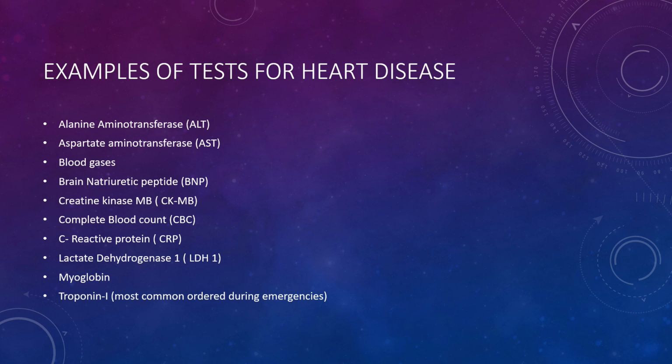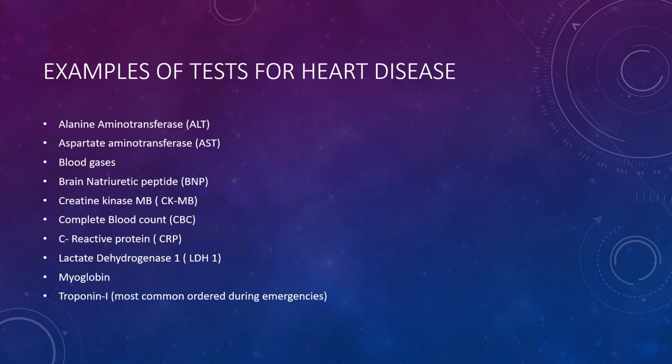Then you have your complete blood count. Complete blood count is also a helpful tool in detecting heart problems. And then you have your C-reactive protein. There are studies that show elevated C-reactive protein is associated with heart attack. Next is your lactate dehydrogenase, or LDH1, which is primarily found in your heart muscle and red blood cells. If it is elevated, then there could be a sign of heart disease. Next one is your myoglobin. This is also a protein that is elevated during acute myocardial infarction.